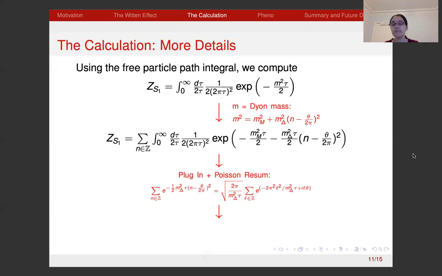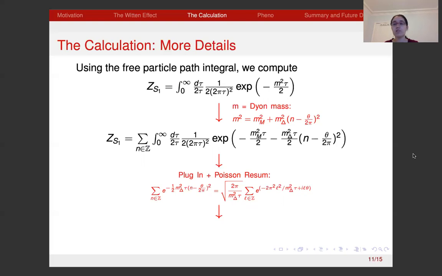So in this case, we want it to be the dyon mass. So we plug in our dyon mass spectrum that we computed earlier. M squared is equal to the mass of the monopole squared plus m delta squared times (n minus theta over 2 pi) squared. Once we plug this in, we have an expression for the potential once we plug Z back into the expression on the previous page.